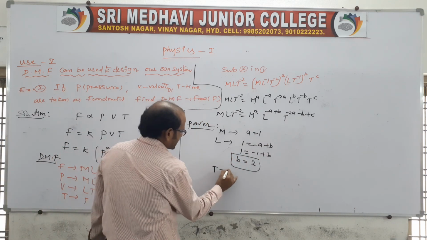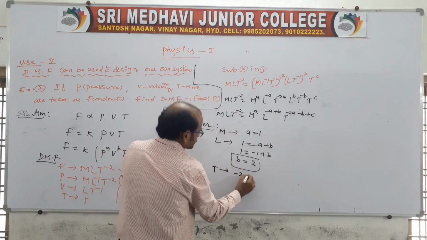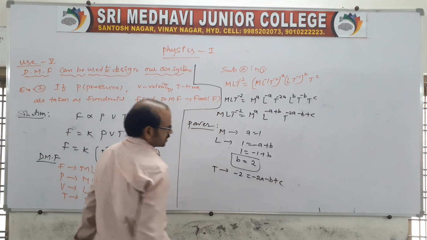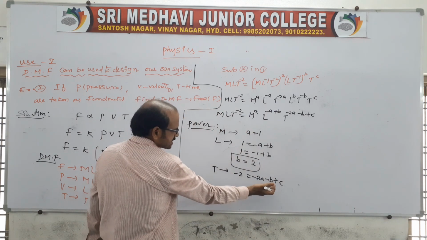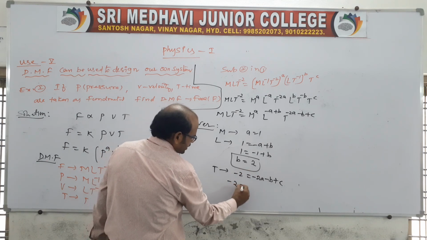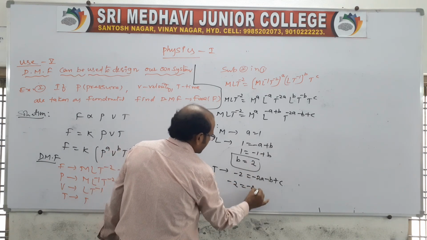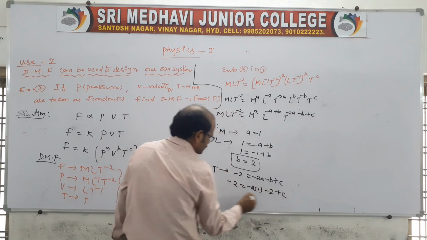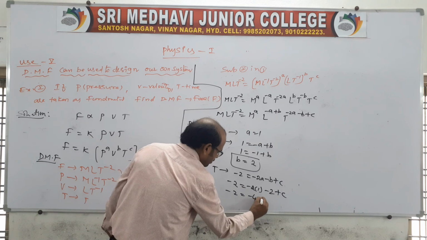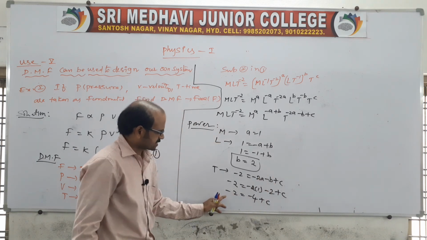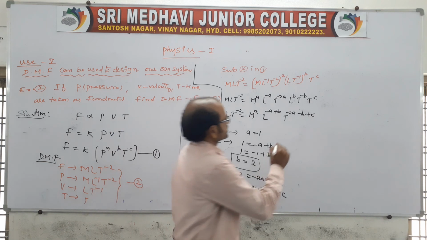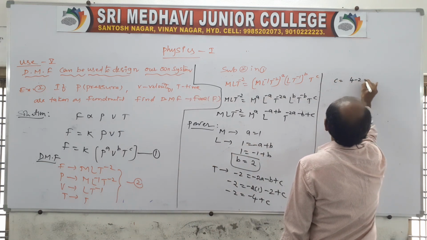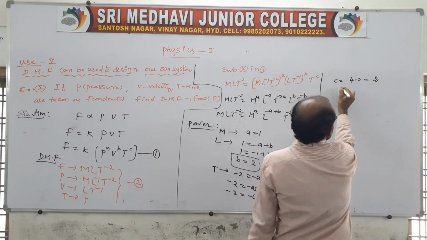And the last one is time. Here the left side is minus 2, and the right side is minus 2A minus B plus C. Now you substitute the A value and B value in this, then we'll get C. So minus 2 is equal to minus 2 times 1, minus 2, plus C. So minus 2 is equal to minus 4 plus C. This minus 4 goes to the other side and becomes plus, then C is equal to 4 minus 2. So the C value is 2.